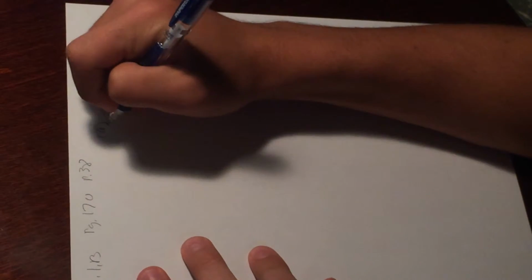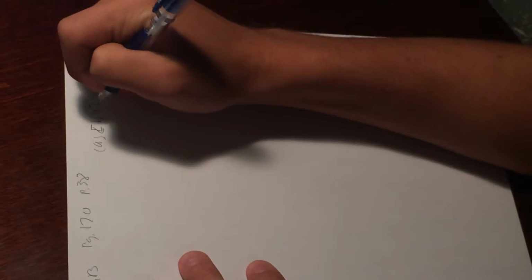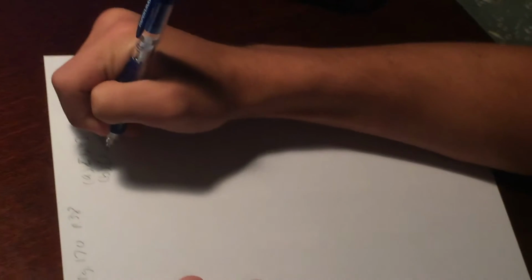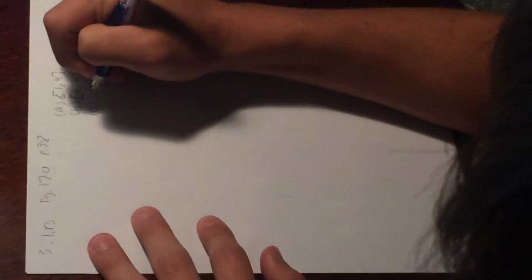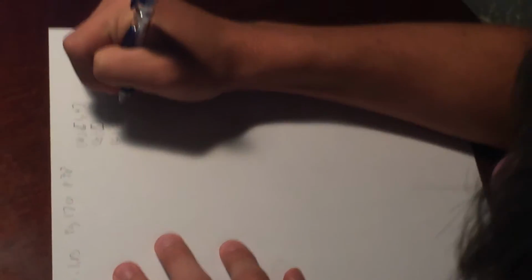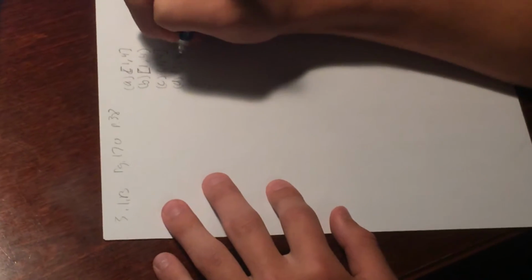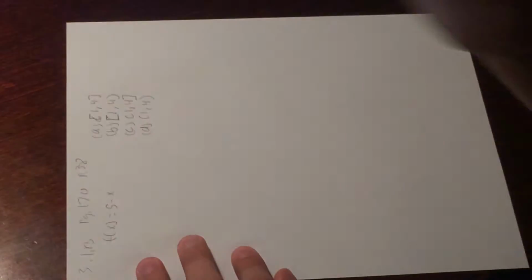The first interval, A, is a closed interval 1 to 4. And then the second one, B, is a closed 1 and an open 4. And the third interval, C, is an open 1 and a closed 4. And the last interval, D, is open 1 and open 4. Now the function it gives us is f of x equals 5 minus x.